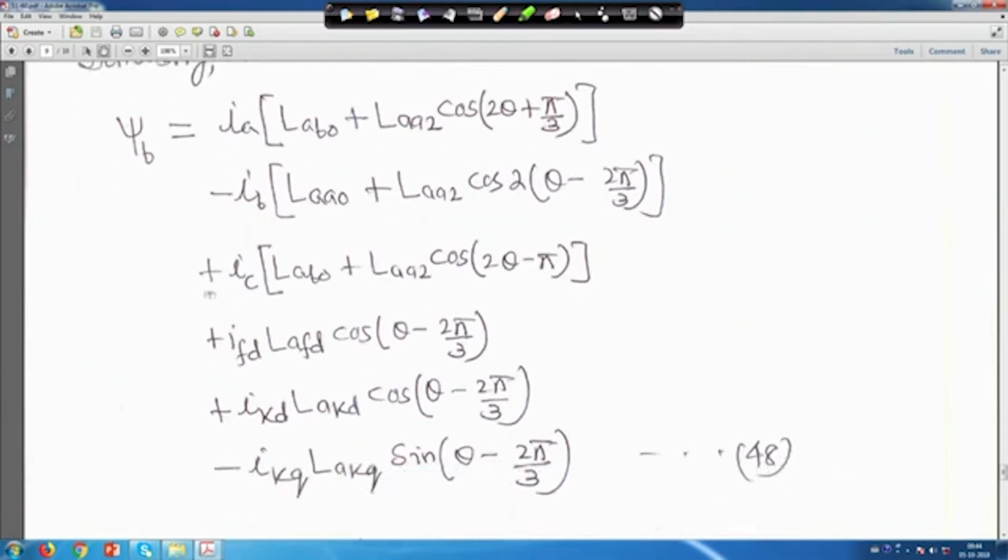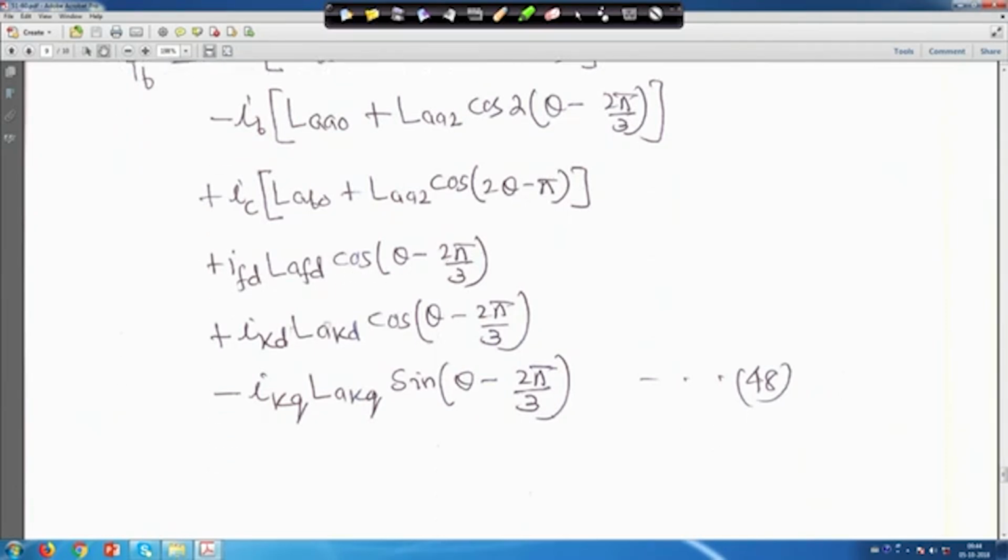Then plus IC into LAB0 plus LA2 cos 2 theta minus pi, plus IFD LAFD cos theta minus 2 pi by 3, plus IKD LAKD cos theta minus 2 pi by 3, minus IKQ LAKQ sin theta minus 2 pi by 3.